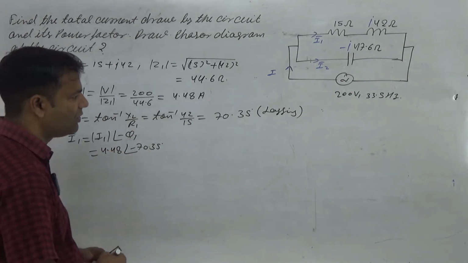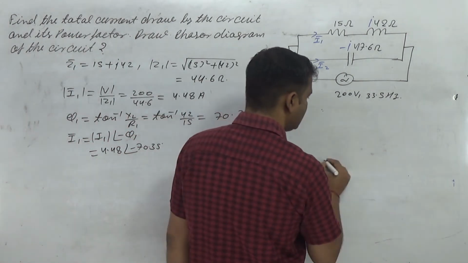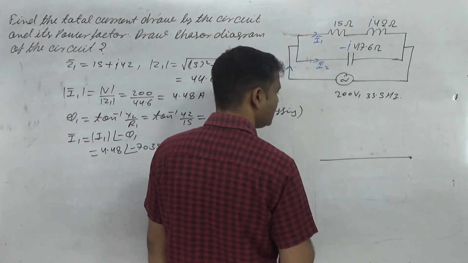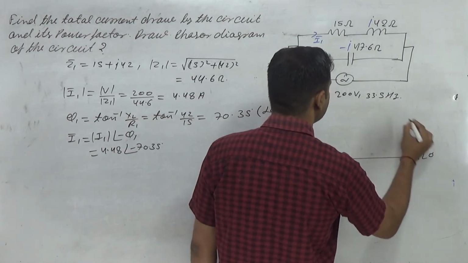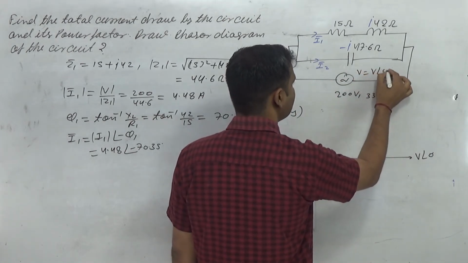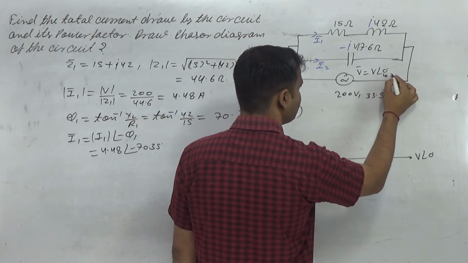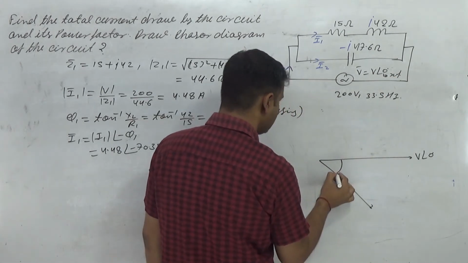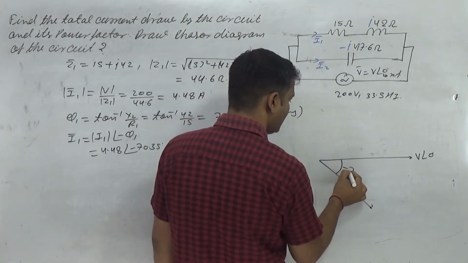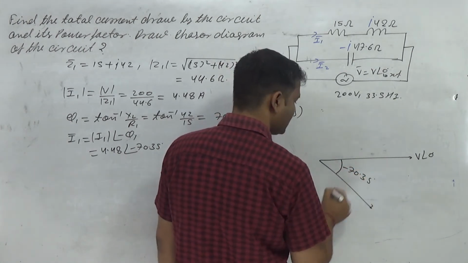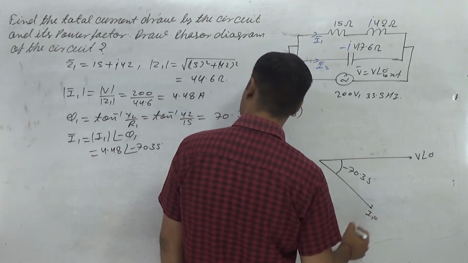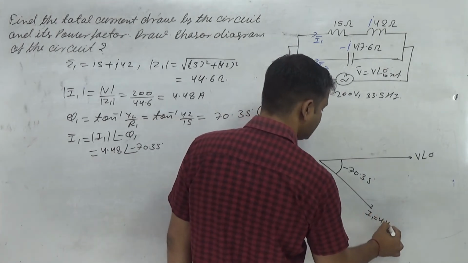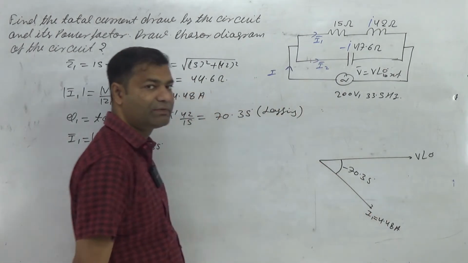So first of all, if you want to make that, V is at the angle 0. We consider V at the angle 0, that is the reference. Then I1 corresponding to here is at minus 70.35, and that is I1. If you make it 4.48 ampere, I1 represents like this one.